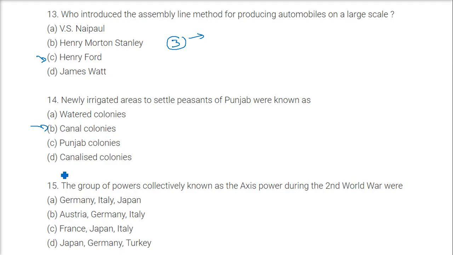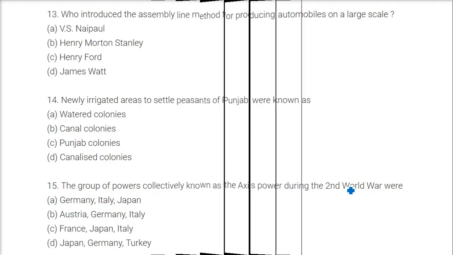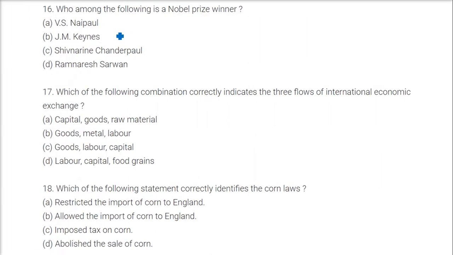The group of powers collectively known as the Axis power during the Second World War were, see, there were two parties which were in fight, the Axis power and the Allies. So the answer is Germany, Italy, and Japan. This is the Second World War we are talking about. Who among the following is a Nobel Prize winner?